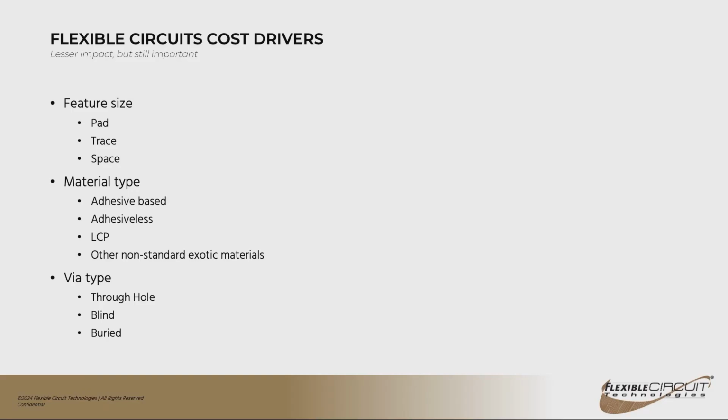Via types also have a huge impact on the cost of the circuit. Through holes are far and away the least expensive to do because it's one drilling and plating operation. Blind vias will be next in line, followed by buried vias. And one thing to keep in mind is that as you're doing your design, each unique via structure will have a price tag attached to it.